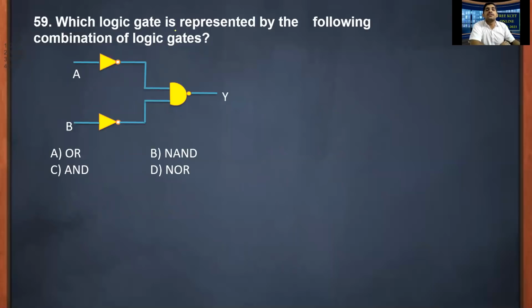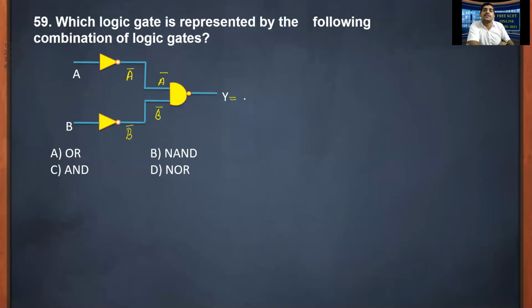59th. Which logic gate is represented by the following combination of the logic gates? So this is a NOT gate, this is a NOT gate. So if this is A, then this will be A bar. If this is B, this will be B bar. And these outputs are given as an input for this NAND gate. So this I will write as A bar, and this is B bar. This is a NAND gate.